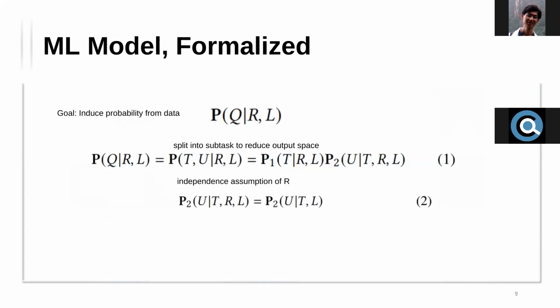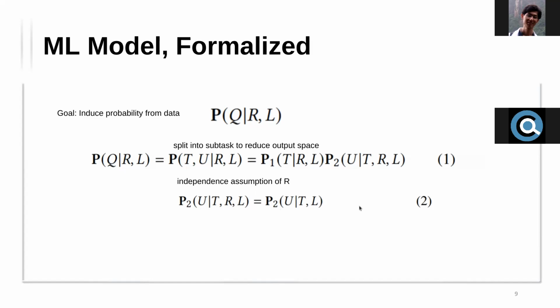Okay, so this is the formalized model. Basically we are trying to induce a probability from the data. Given R, the user reports, and L, the logs, we want to find a query to fit this situation. This query can be split into two subtasks: find a template, and then find the values of the template. So we can factorize it like this. Then the paper makes an independence assumption on R, so the user report will not be helpful to find the value U to fit into the blank.